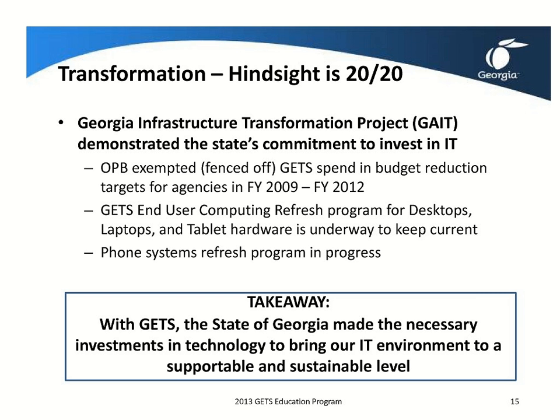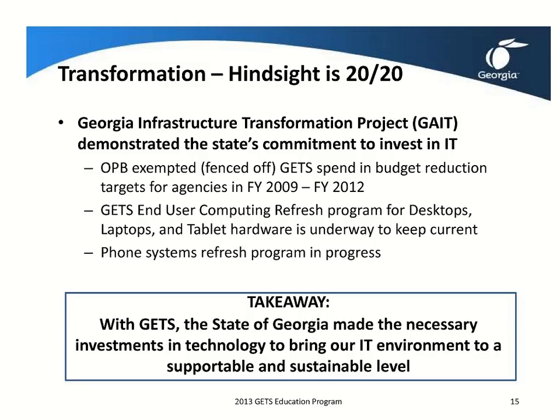And looking back, we can see the transformation was very important. The Georgia Infrastructure Transformation Project demonstrated the state's commitment to invest in IT. The Office of Planning and Budget exempted GET spend in budget reduction targets for agencies in fiscal years 2009 through 2012.